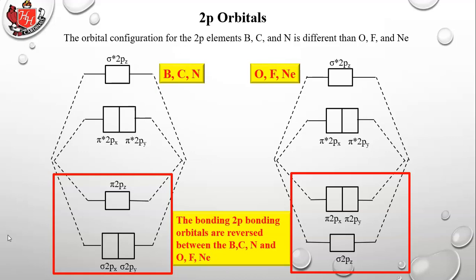So down in the yellow box below it says the 2p bonding orbitals are reversed between the boron, carbon, nitrogen diagram and the oxygen, fluorine, neon diagram. So just be sure you use the correct diagram.